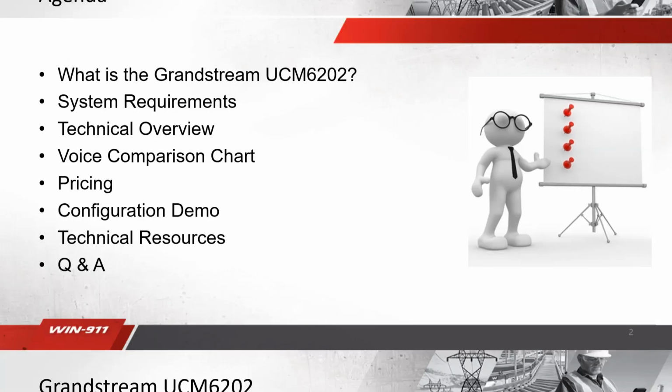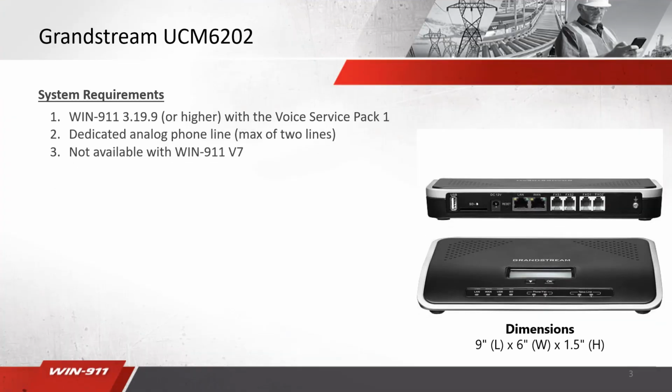Let's get started. All right, so here's the new Grandstream UCM6202. First of all, you do need to know that you have to be running the new software, Win911 3.19.9 or later, and it has to have our Voice Service Pack 1 in there. You are going to need a dedicated analog phone line. This Grandstream device supports up to 2, and it is not available with our Win911 version 7 software.